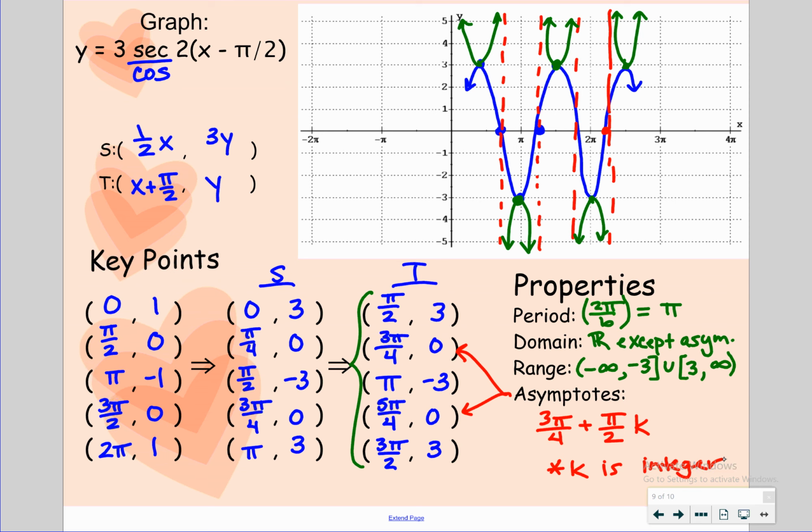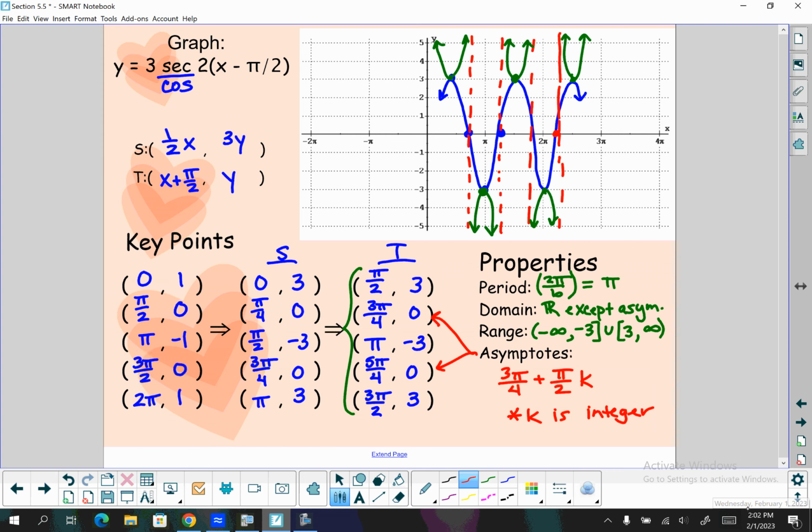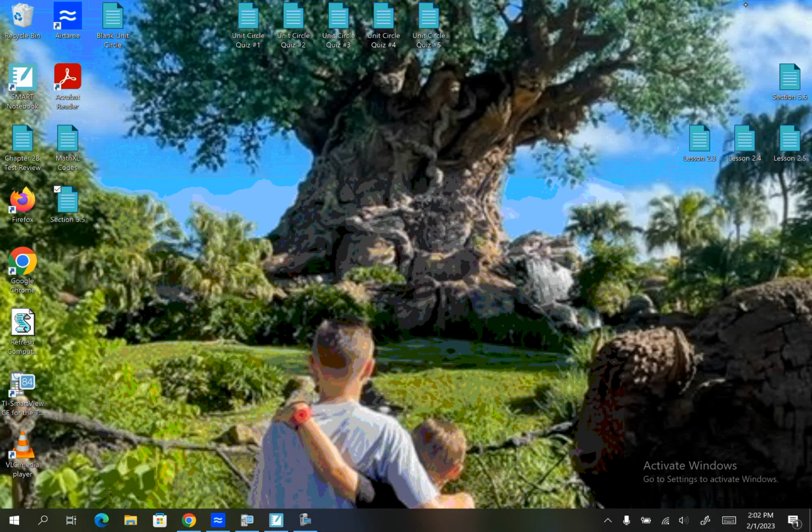Do you guys have your 5-5 homework handy? Okay. Because 5th period wanted me to, I think it's probably a good idea. Let's do one of the write the equations from the graph problems together like we did last time, real quick.